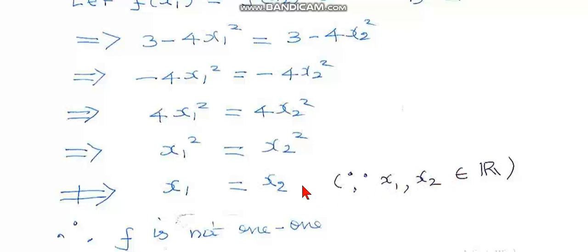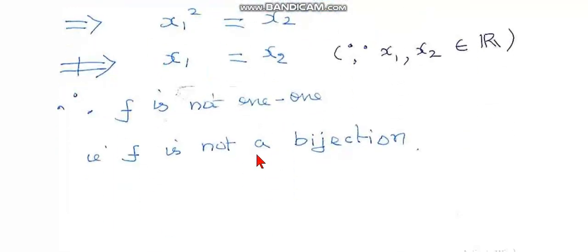Let me repeat. x1 square equal to x2 square. 2 is an even power. So that doesn't guarantee that x1 equal to x2, because x1, x2 may be positive or negative. Therefore x1 need not be equal to x2. That is, x1 squared equal to x2 squared does not imply x1 equal to x2. So f is not 1-1. That is, f is not a bijection.